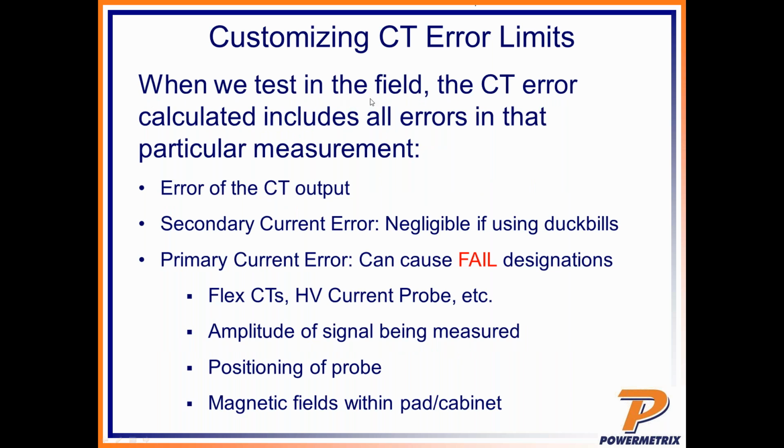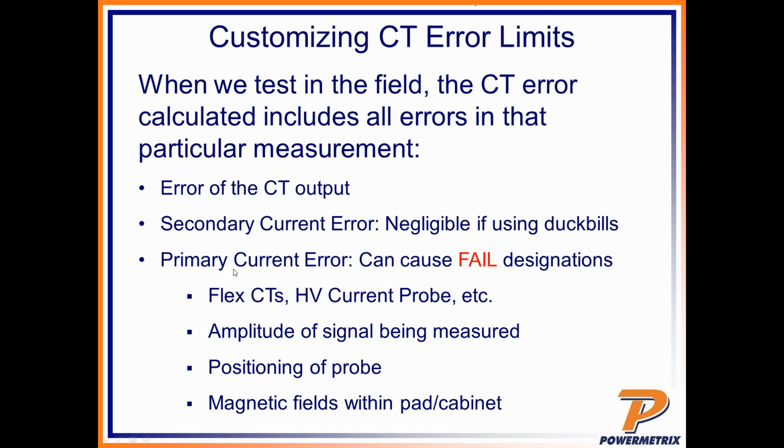Because when we test in the field, right, the CT error that we actually calculate includes all the errors in that measurement, everything, right? So you've got the error of the CT output itself, which has to be within 0.3 or 0.6%. You've got any errors on the secondary current that we measure. Now, this is generally negligible if you're using duckbills because you're metal on metal, right? So at that point, the accuracy of your secondary current measurement is the accuracy of the PowerMaster, which is down to 0.01, 0.02%.